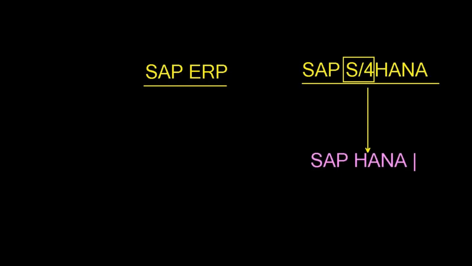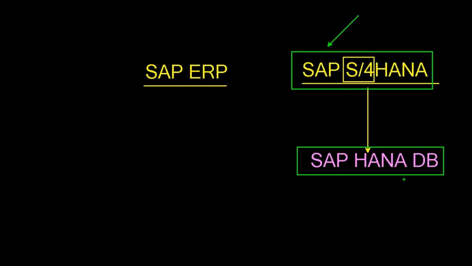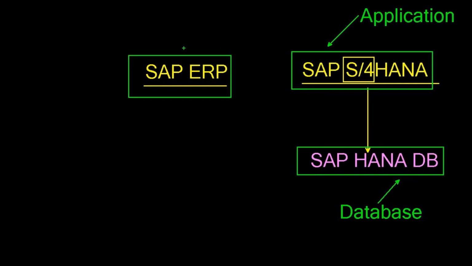SAP HANA DB is different, and SAP S4HANA is different. SAP S4HANA is an application, just like SAP ERP is an application, and this is a database. This is the database, and this is the application, just like SAP ERP.